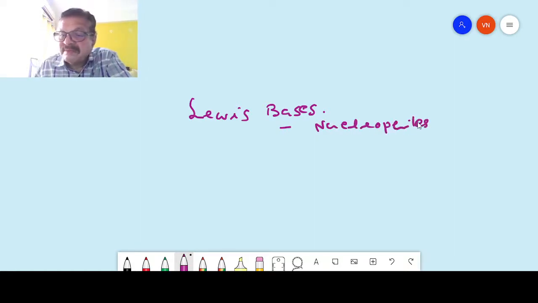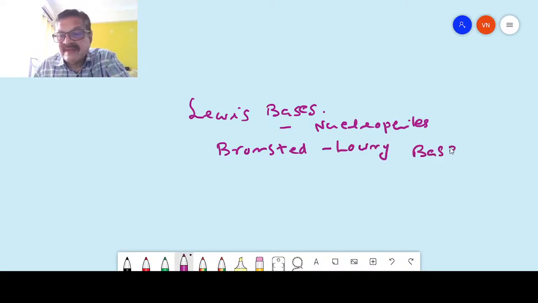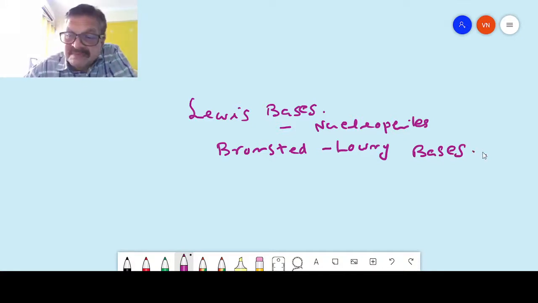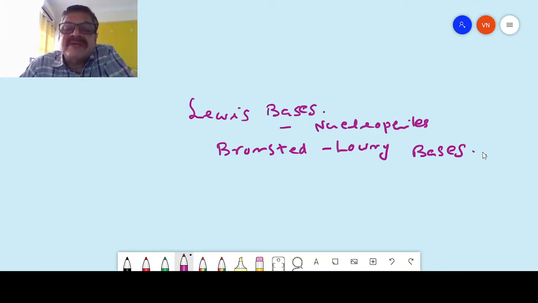And Bronsted-Lowry bases. I will just briefly tell you what these things are. Because alkyl halides contain an electrophilic carbon atom, they react with electron-rich reagents. Which are the electron-rich reagents? They are Lewis bases. They act as nucleophiles and as Bronsted-Lowry bases. I will explain these Lewis bases and Bronsted-Lowry bases briefly.